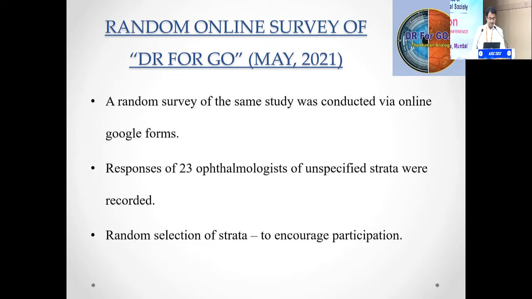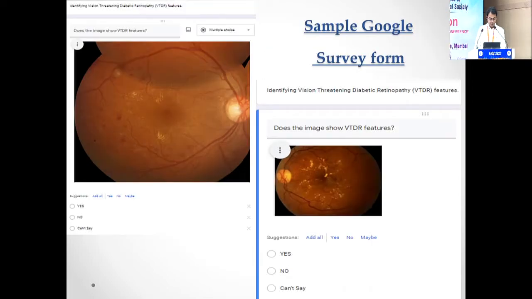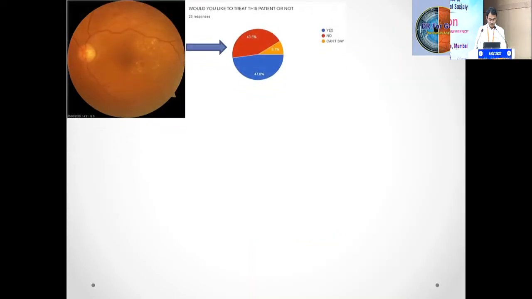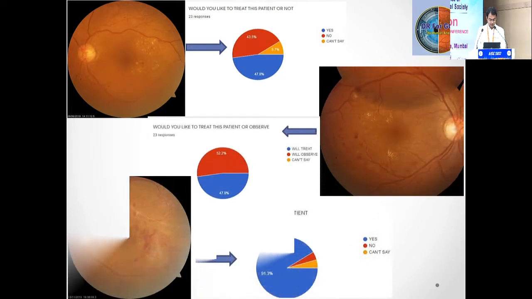Then we conducted a random online survey of DR for Geo, which was done in May. So a random survey of the study was conducted via online Google Forms, and the responses of 23 ophthalmologists were recorded. So this was the sample form which was put up online. And again, the images were displayed, and we had the question: does the image show VTDR features? And options were given: yes, no, or can't say. So similarly, these were the options, and the responses were recorded again.